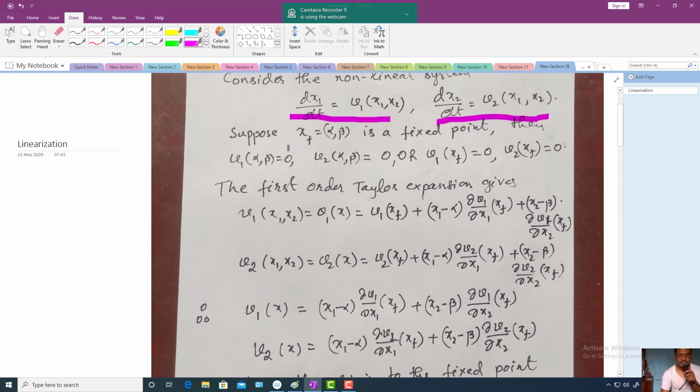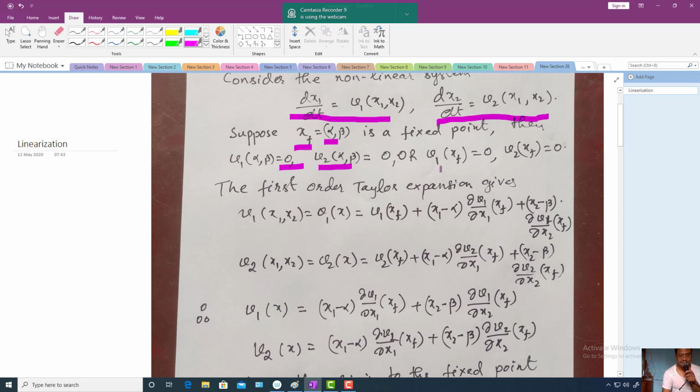And suppose xf, this is a vector, okay, so vector form. xf is a fixed point, that is x1 coordinate alpha, x2 coordinate beta, and this is a fixed point of this nonlinear system. To find the fixed point for a nonlinear system and a linear system, the methods are similar. Just put dx1/dt equal to 0, dx2/dt equal to 0, solve the equations, you find the roots, okay, they are the fixed points. So suppose alpha beta, that is xf, is a fixed point, then according to the definition of the fixed point, v1 of alpha beta is equal to 0, v2 of alpha beta is also 0.